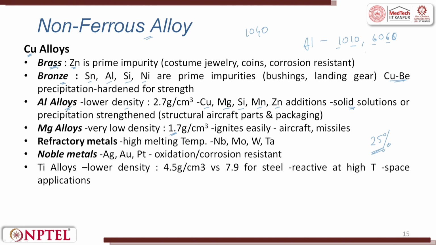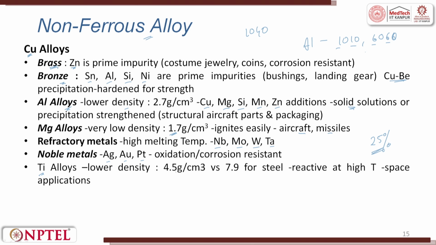Having said this, why is it not popularly used? Processing is a difficulty there. Magnesium has low density, around 1.7 grams per cubic centimeter. It easily ignites. It is used today in aircraft and missiles. It is very expensive. Then you have refractory materials, high melting point materials like niobium, molybdenum, tungsten and tantalum. They are also added into copper to get the required output. Then noble metals like silver, gold, platinum are used wherever oxidation and corrosion resistance is required.